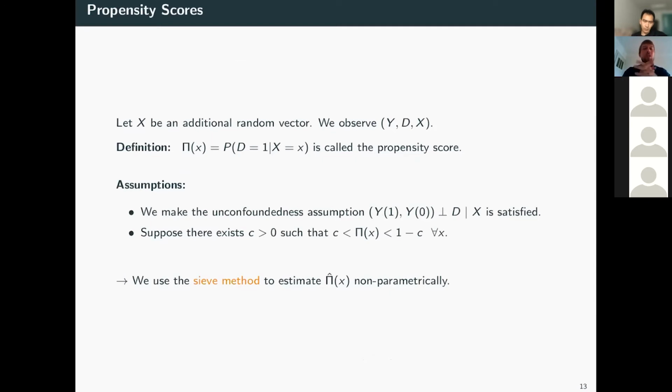We'll also use the notion of propensity scores when we have an additional covariate vector x. The propensity score is defined as the probability of treatment given the covariate vector. And we make the common assumptions that we have unconfoundedness and that our propensity score is bounded away from 0 and 1. Without discussing this too much, for the sake of time, we will use throughout the so-called sieve method to estimate this propensity score non-parametrically.